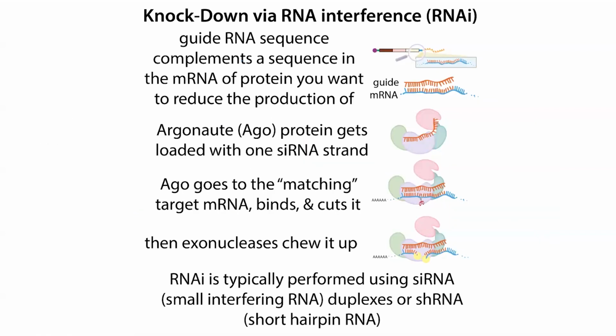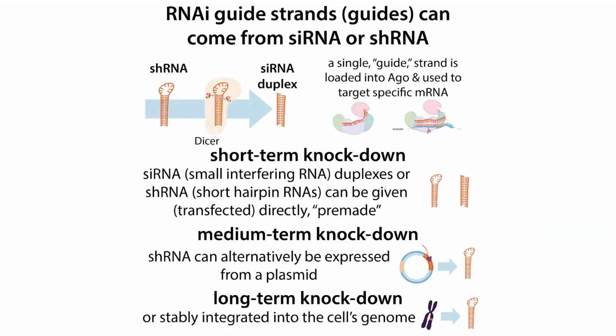But how do you get the guide into AGO? There's a couple different strategies. So AGO is going to use a single strand, but it loads like a duplex. And so you can give it this duplex directly, this small interfering RNA duplex, siRNA, or you can give it a precursor, these short hairpin RNAs, which then get cut by Dicer to form basically a duplex that can get loaded into AGO. In terms of this shRNA, the benefit is that you can actually get these cells to make it themselves, so you don't have to keep giving these cells more and more of the siRNA.